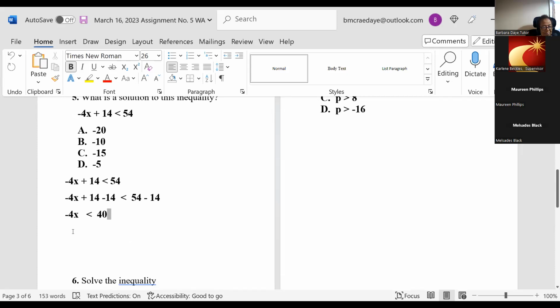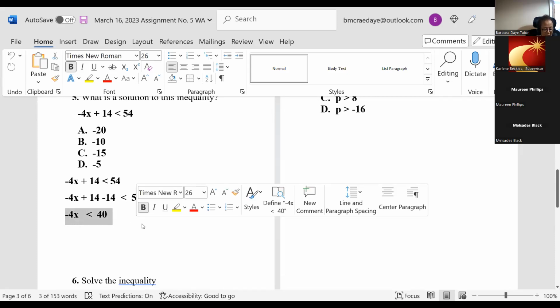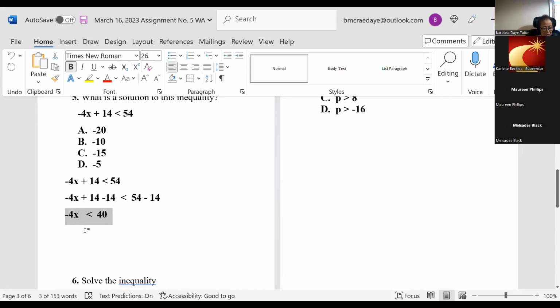I remember the second part. Minus 4x less than 40. How do we solve for x? What do we do?